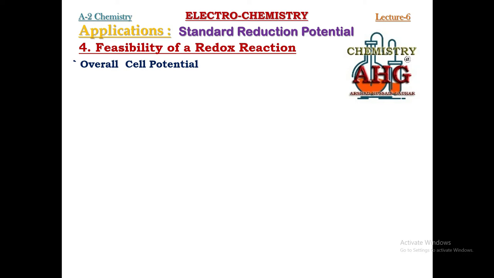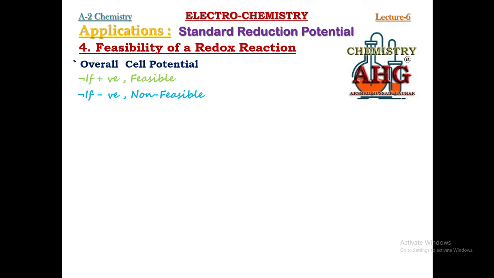For example, if the overall cell potential of a cell is positive, it means that cell has produced some voltage, then we will say that the reaction taking place in that cell is feasible. And if a reaction does not give an overall positive cell potential, rather it gives a negative cell potential, then that reaction will be known as a non-feasible reaction. So this is one basic difference that you must remember to differentiate between feasible and non-feasible reactions.